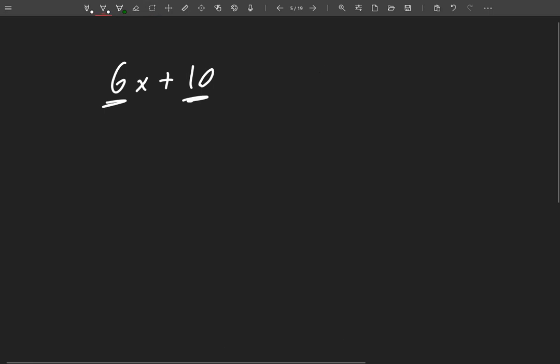There it goes. Okay. So I can divide both of these numbers by 2, which means I can divide a 2 out. So if I take a 2 out of 6x, what's left? 3x. I've just divided it by 2. And then if I divide the 10 by 2, I get 5.